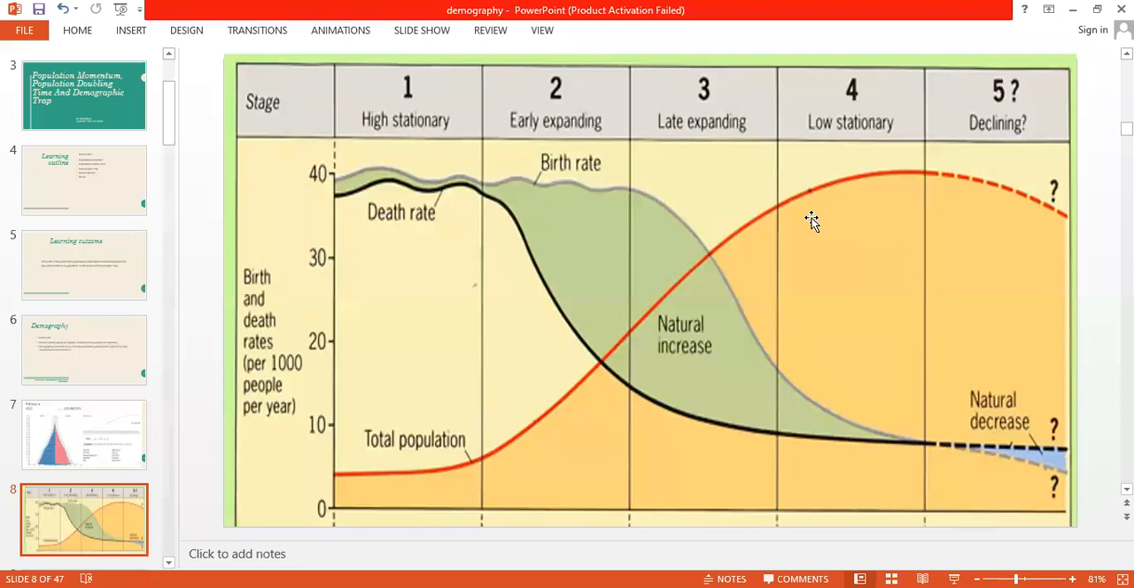And in the low stationary stage, birth rate and death rate are both declining, and countries like the US, Sweden, Japan, Britain, and Denmark are in this phase. And in the declining phase, the birth rate is lower than the death rate, there is less than replacement level, and population is declining.